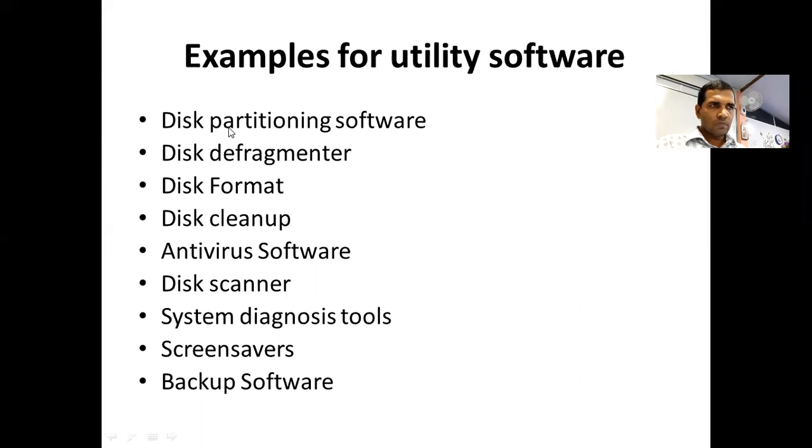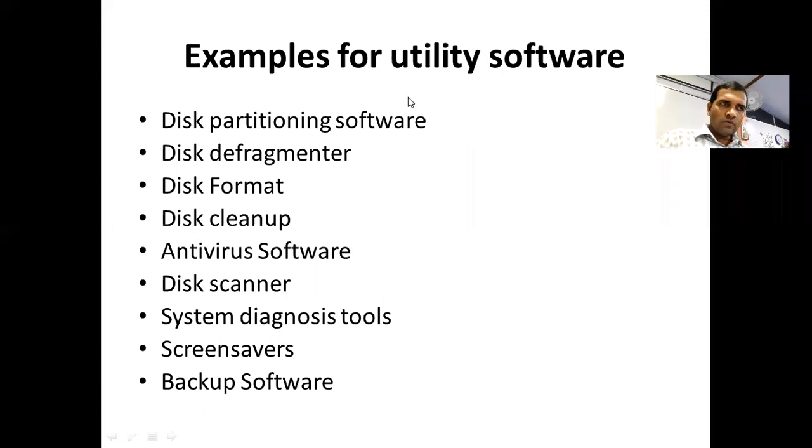First one, disk partitioning software, I will explain the term. Then disk defragmenter, disk formatting software, disk cleanup software, antivirus software, disk scanner software, system diagnosis tools, screensavers, and backup software. Everything is a program, everything is a software, but everything contributes in a different way. Every utility program contributes to maintaining your computer. So let's take them one by one.